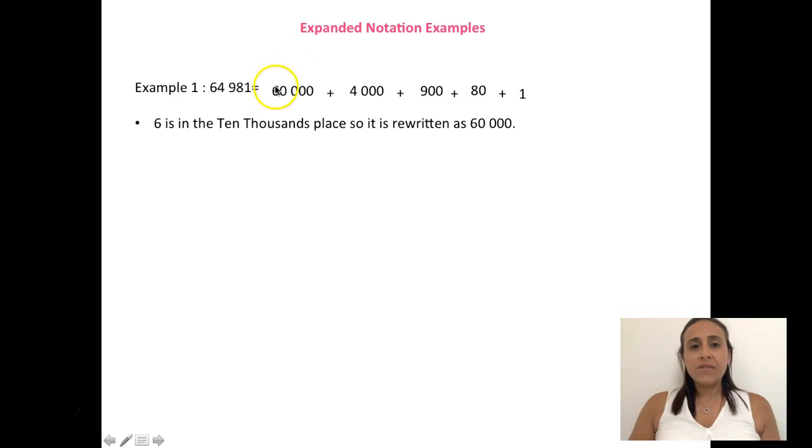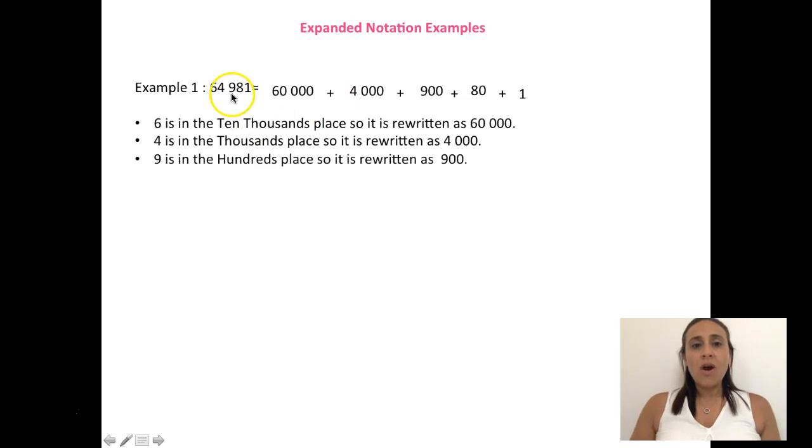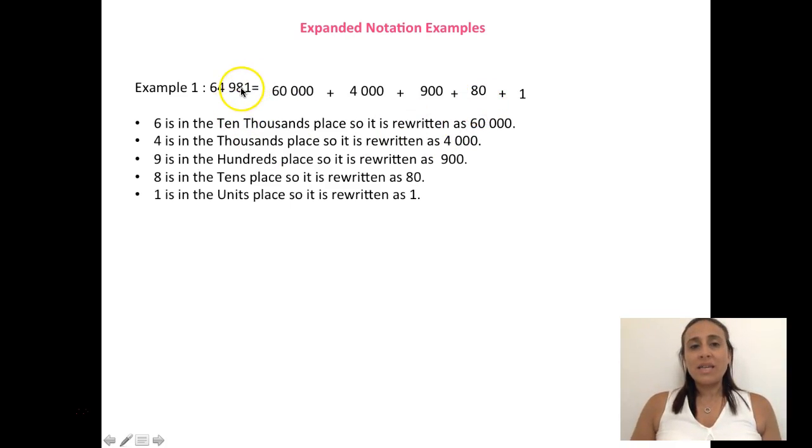6 is in the tens of thousands place value, so it's rewritten as 60,000. 4 is in the thousands place value, so it's rewritten as 4,000. 9 is in the hundreds place value, so it is rewritten as 900. 8 is in the tens column, so it is written as 80. And 1 in the units column is written as 1.